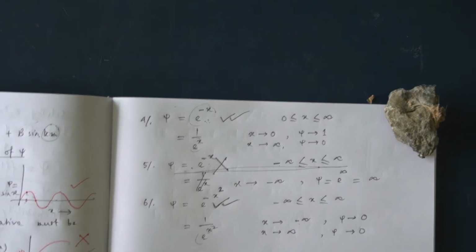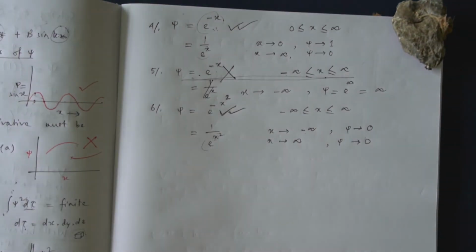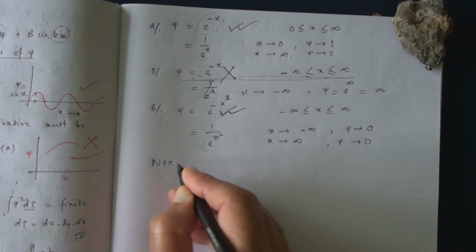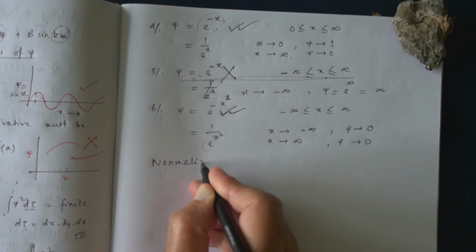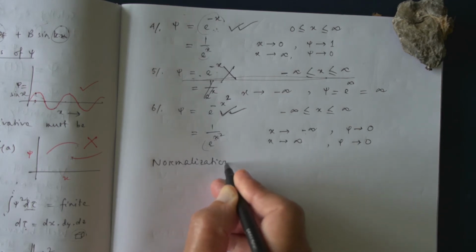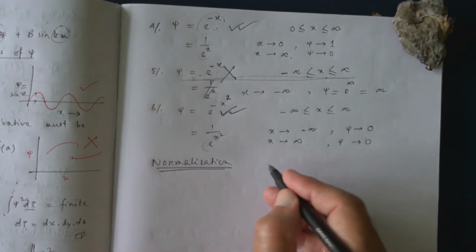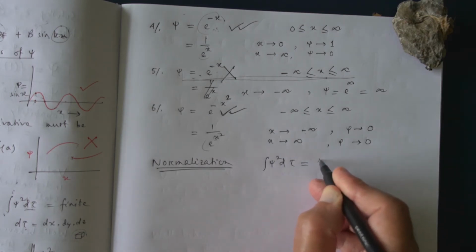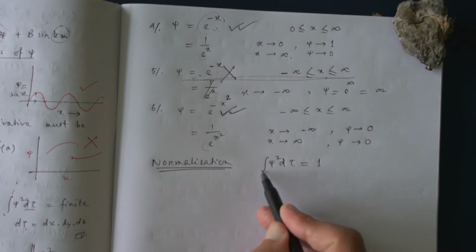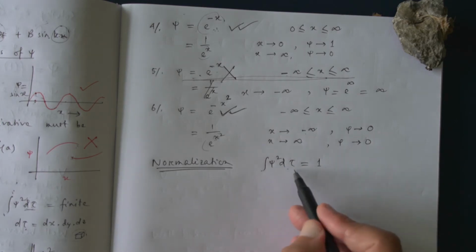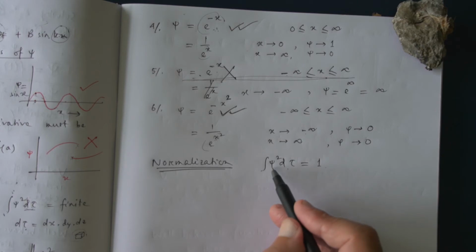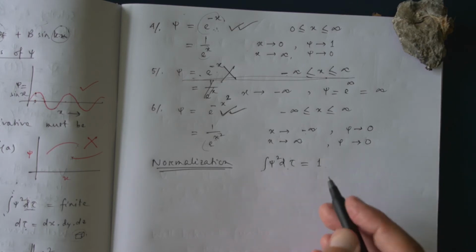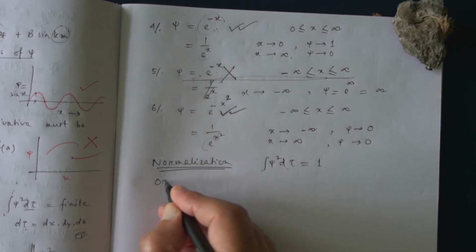Well, next let us see normalization. We have already seen what normalization is. If the integration of psi square d tau equals 1, this is in 3 dimensions, then psi is said to be a normalized function, and this is known as normalization. Now orthogonality.